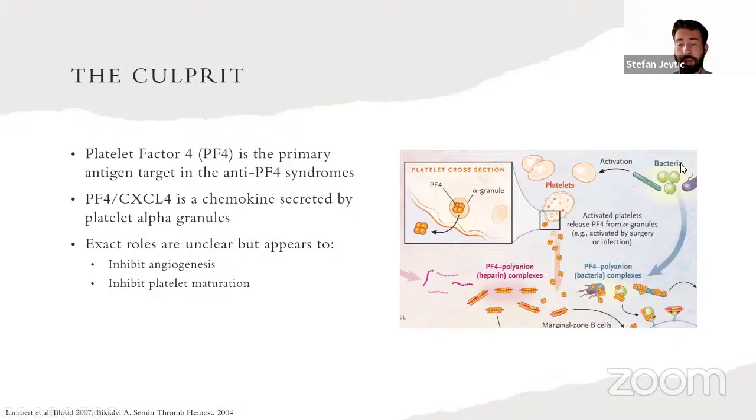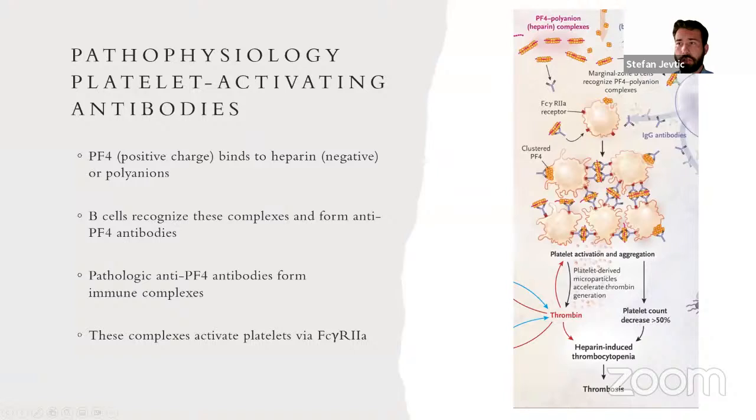This is a very nice figure from a New England Journal paper by Greinacher many years ago, really showing how when you have bacteria or potentially some infection or a surgical trigger, you can have this platelet factor 4 release. And in the body, it can bind to naturally forming heparin complexes or to exogenously administered heparin. And this can lead to the antigen complex formation required for an anti-PF4 syndrome. So again, that pathophysiology is primarily based on platelet activating antibodies. And these are able to bind platelet factor 4 either by itself or when it's complexed to heparin or some other scaffold. And once these pathogenic antibodies bind, they're able to form complexes leading to platelet cell activation through that Fc gamma receptor 2A.